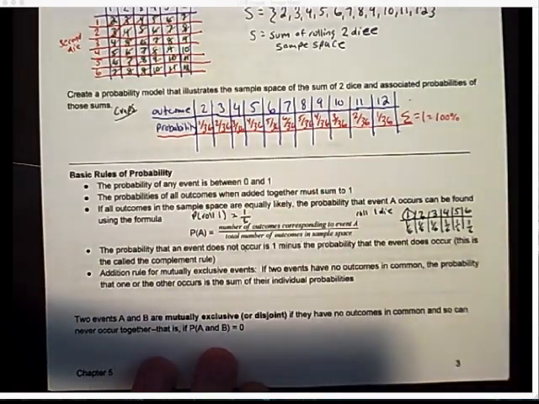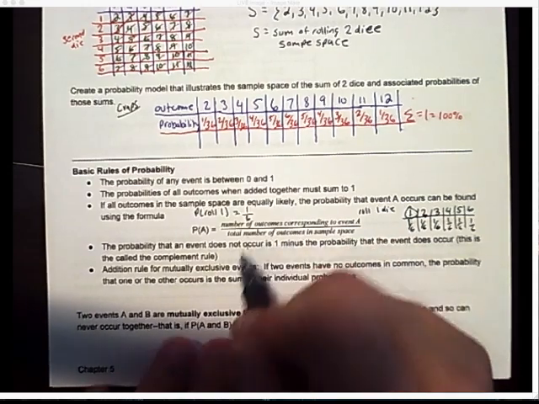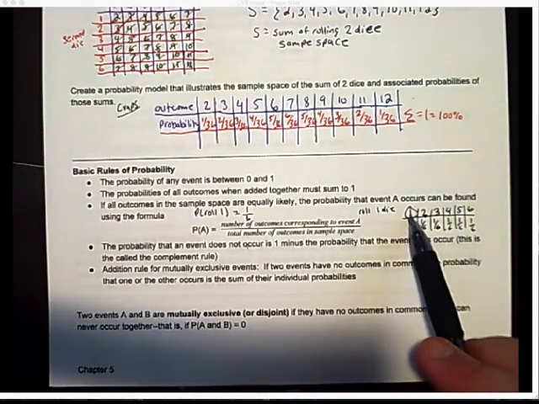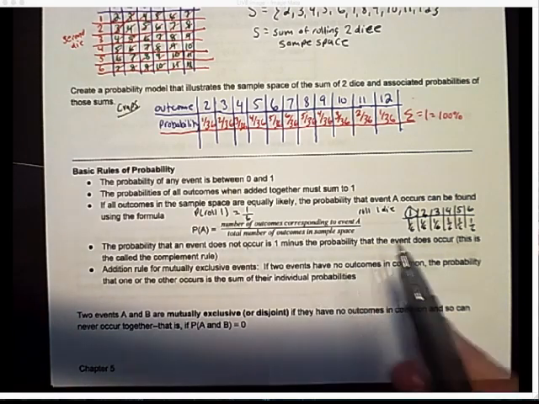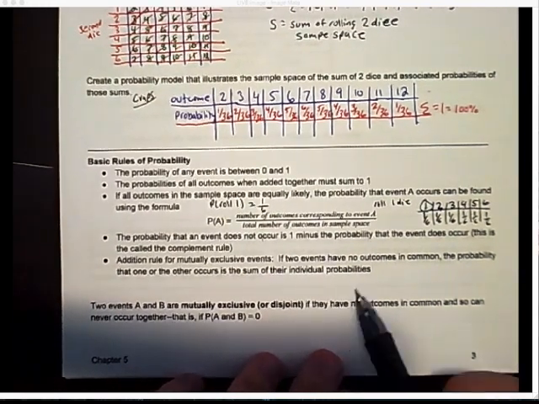Okay, so you can use a shorter formula if each outcome is equally likely. Okay. All right, let's read the next part.